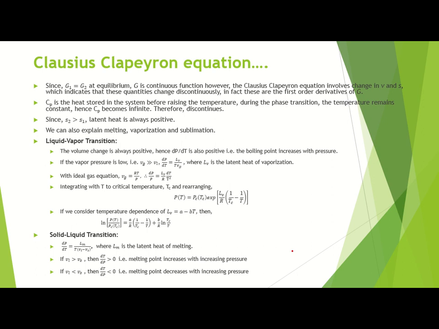So this equation basically explains a lot of things for us. For example, we again have this phase diagram curve in terms of G1 and G2 phase equilibrium curves. We have already seen that G is a continuous function, right? It does not change discontinuously. But the first order derivatives of G, the Gibbs energy, change discontinuously. And first order derivatives are nothing but volume and entropy that we have seen.